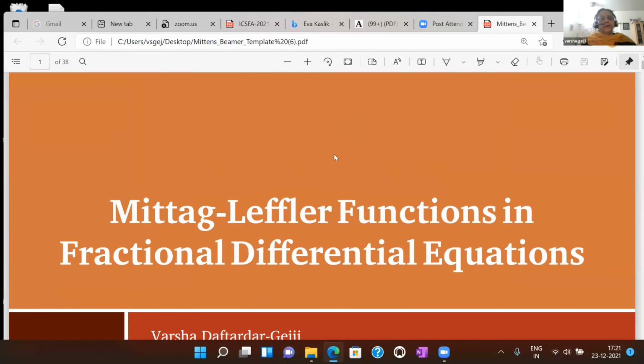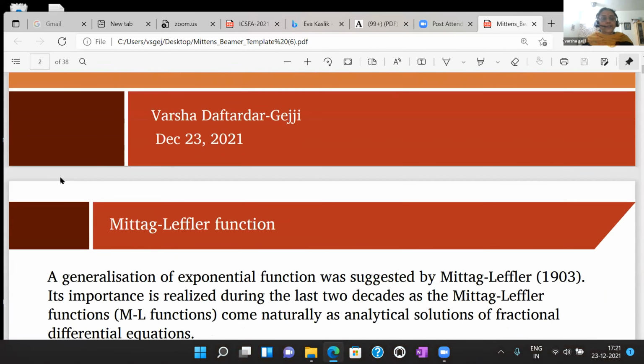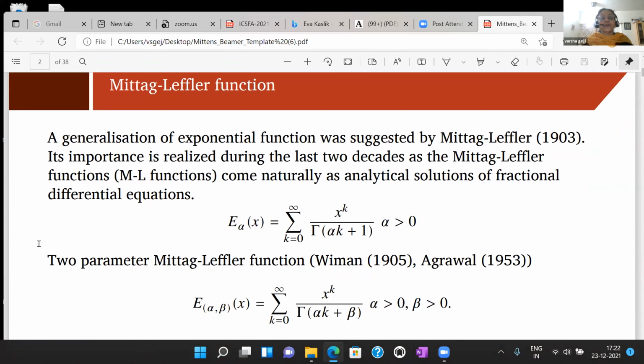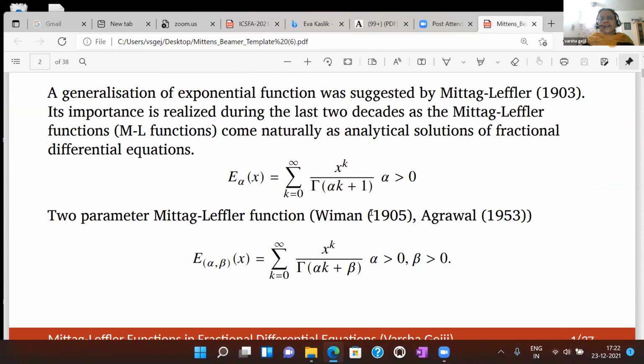My topic today is the Mittag-Leffler function and its role in fractional differential equations. So much is said about the Mittag-Leffler function, which was introduced by Mittag-Leffler in 1903. When he introduced it, he only studied it from a very mathematical viewpoint as an academic study, and its relation to fractional calculus or fractional differential equations was nowhere to be seen. Wiman introduced a generalization in 1905, and Agarwal rediscovered it in 1953.